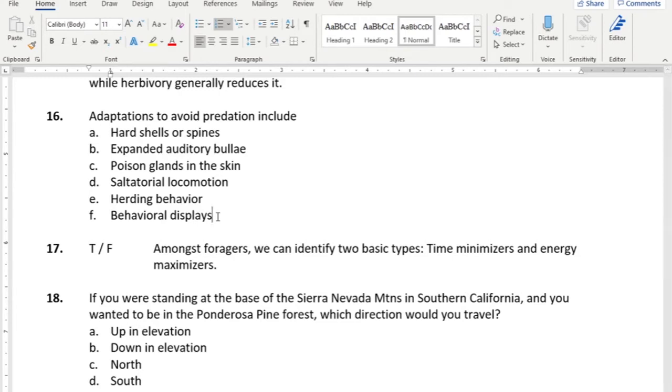Sure, when baboons bare their canines, it gives the predator pause, and sometimes that enables the baboon to get away. Right, so all of those are adaptations to avoid predation. So all of these should have been circled on this question. Okay, for your exam, I would have then a statement that says all of the above or something of that sort.